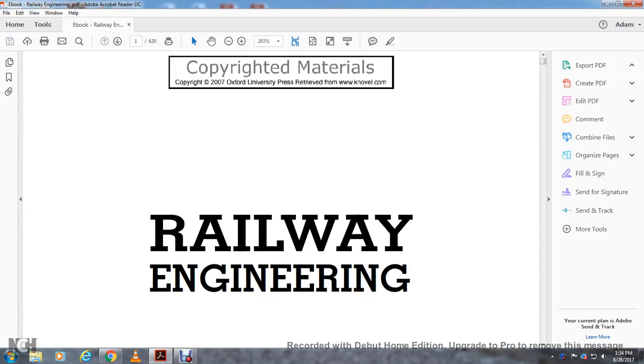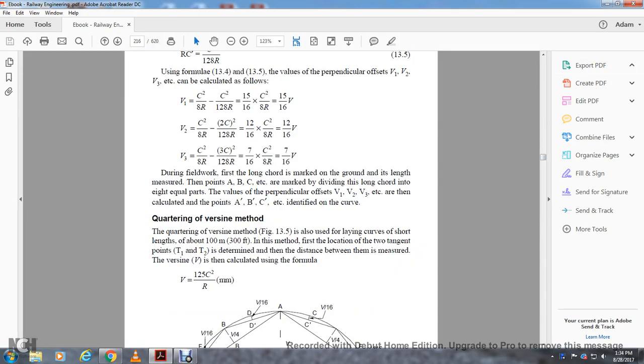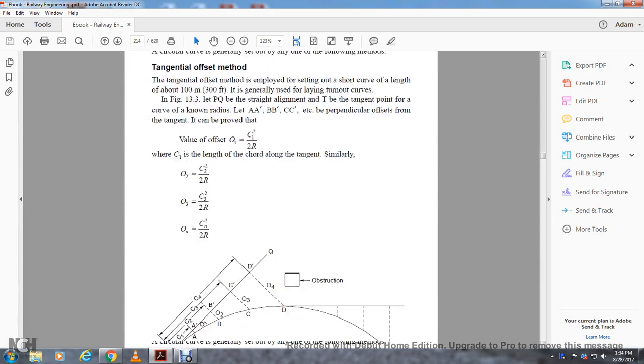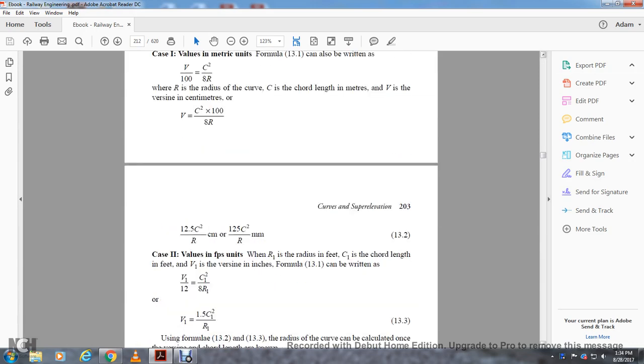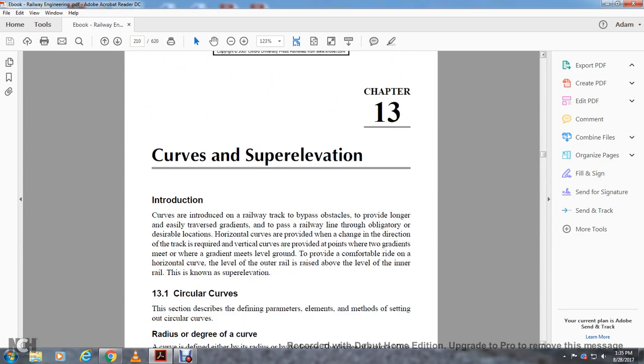Railway Engineering, copyright 2007, Oxford University. Chapter 13, Curves and Superelevation.